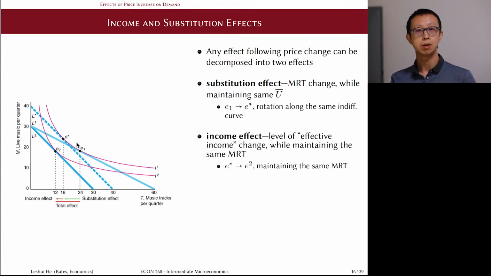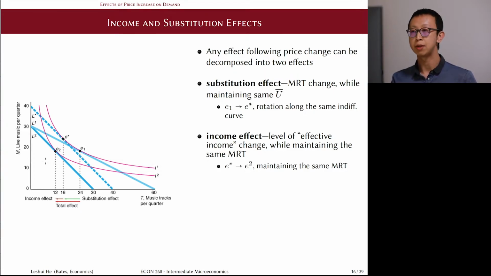A second effect not captured by the previous thought experiment is that the utility level cannot stay the same because the consumer is in fact restricted to the same budget. As good 1 becomes more expensive, it takes more budget or income to afford the same utility as before. Let's compare the point E star with E2. Under the same prices, reaching the original utility level will require more budget. In other words, the consumer becomes effectively poorer after the increase in price, as if the effective income had reduced.